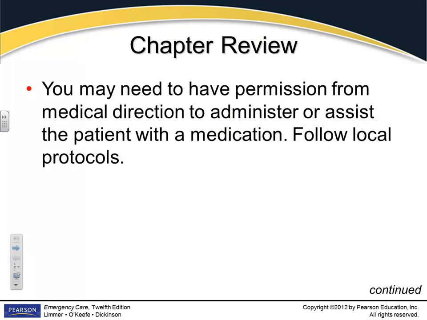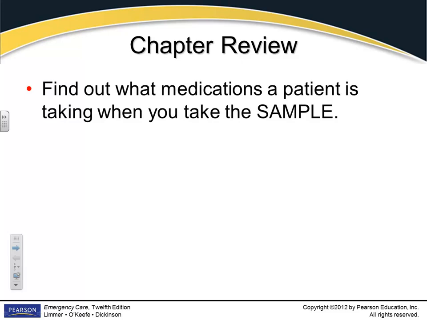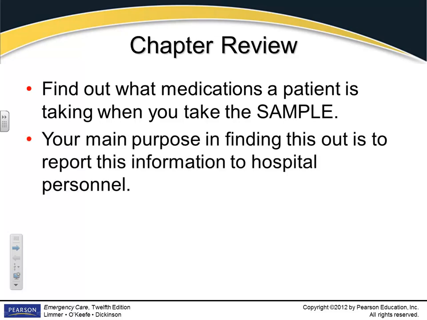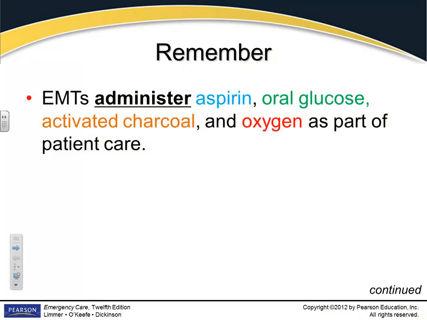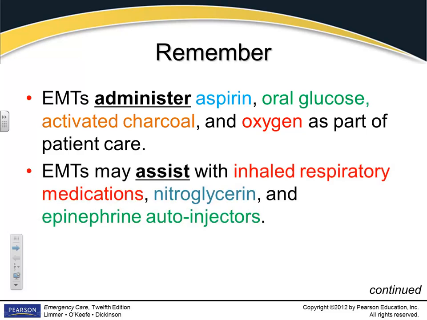Okay, here we are. You may need to have permission from med control to assist a patient with medication. So everything except oxygen we have to call for at the EMT level. Make sure you get a good SAMPLE history. Get all the medications from your patient. We can administer aspirin, oral glucose, activated charcoal, and oxygen. We can assist the patient with inhaler, nitroglycerin, and EpiPen.